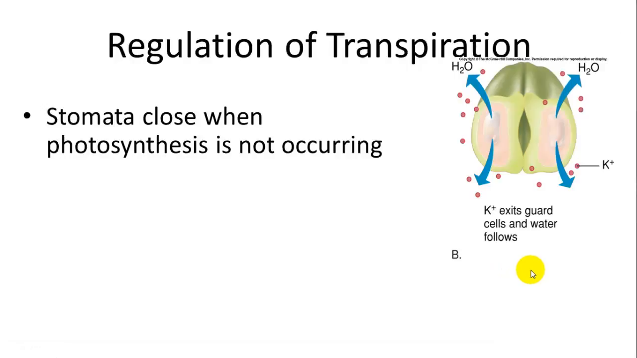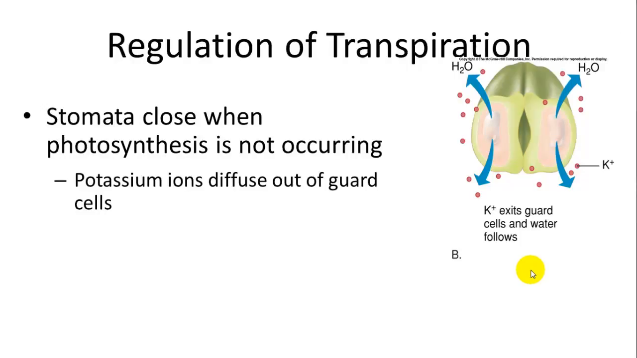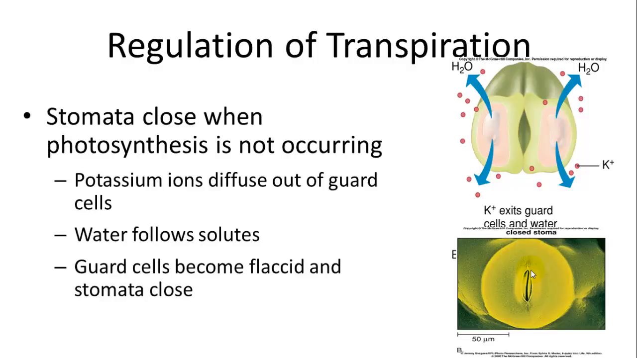Stomata close when photosynthesis is not occurring, so they don't lose water that way. And so to have it closed, you have potassium ions diffusing out of the guard cells. Water will then follow it because of the water potential, and then guard cells become flaccid and stomata close. So here's a flaccid stomata here.